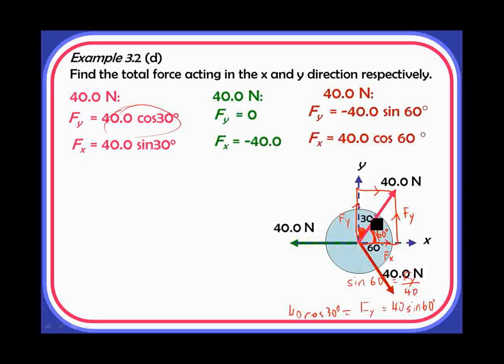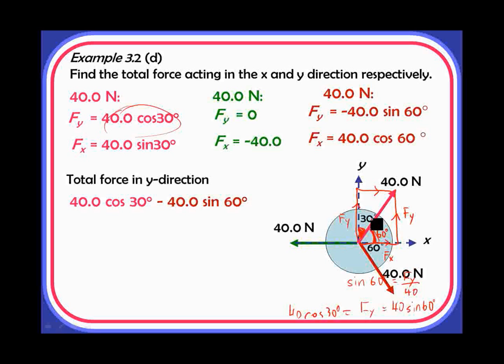And finally, the 40 Newton, which is at the angle 60 below the horizontal. So resolve into the x and y direction. The Fy will be negative because it's pointing down. So that will be 40 sine 60. And Fx will be positive. So that is 40 cosine 60.